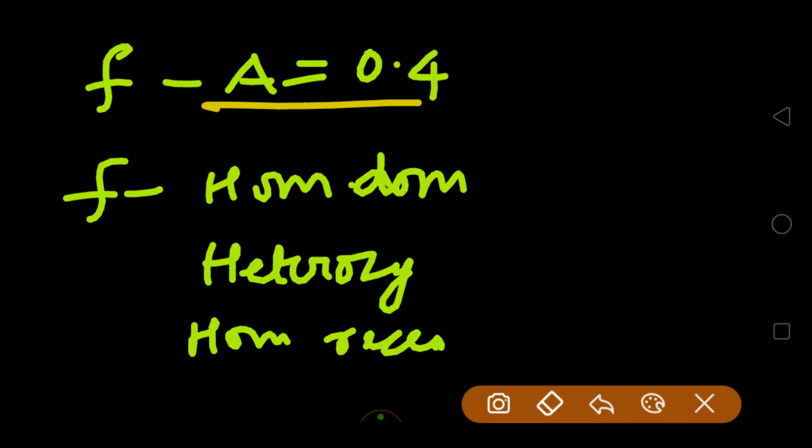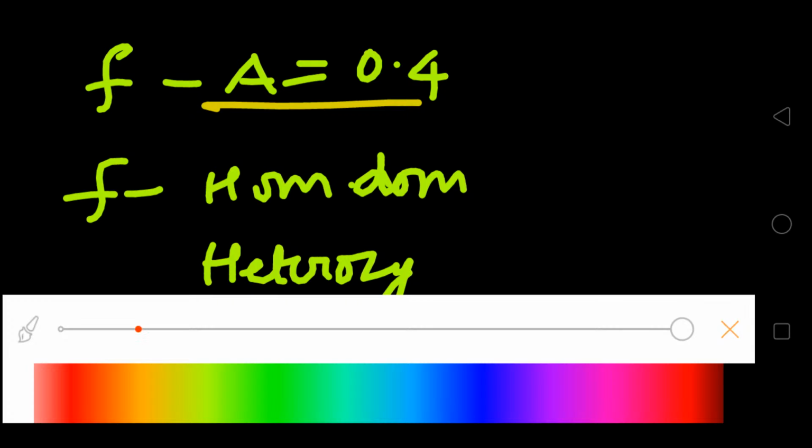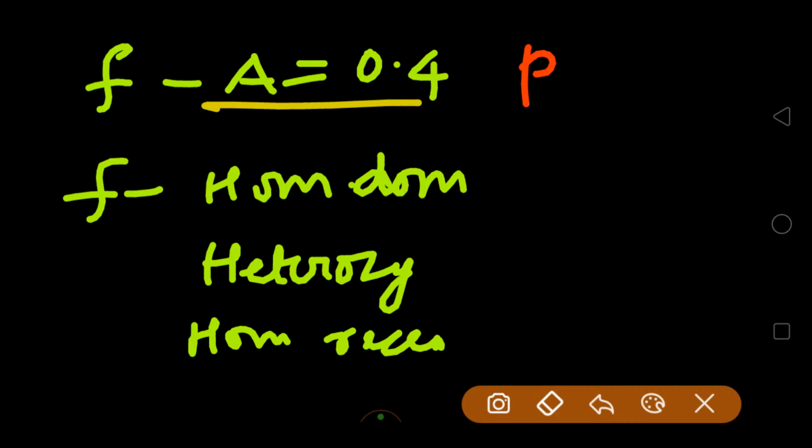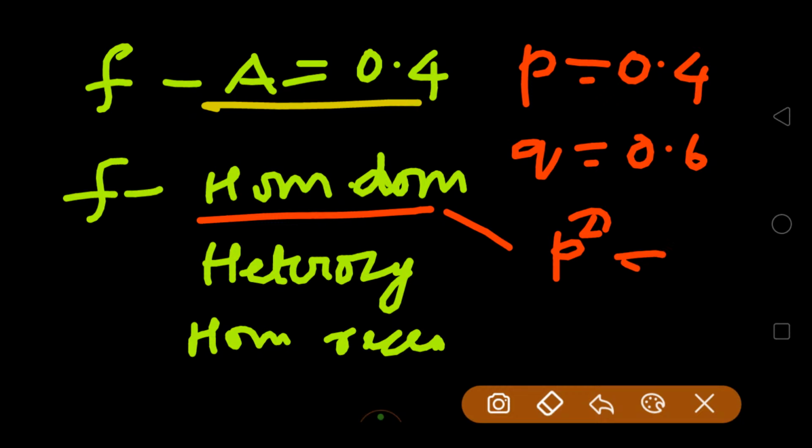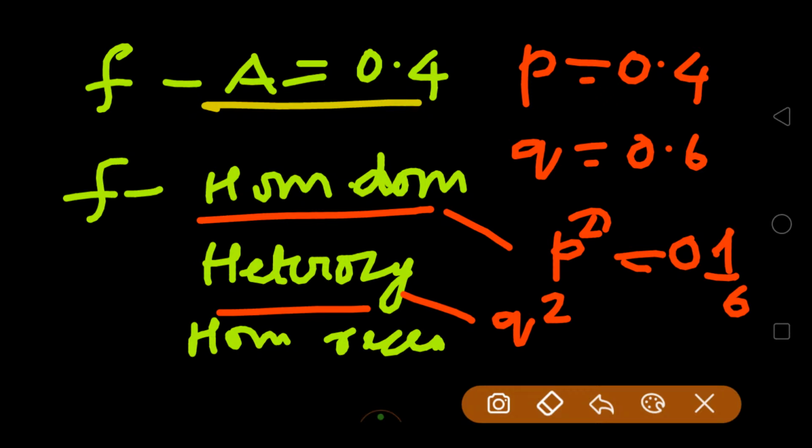So we know that the frequency of A, p, is given as 0.4. Q we know is 0.6 because p plus q is equal to 1, right? Homozygous dominant means p square, which is 0.16. Heterozygous means 2pq you have to find, and homozygous recessive means q square. Here you may make a mistake. Not pq, it is 2pq.